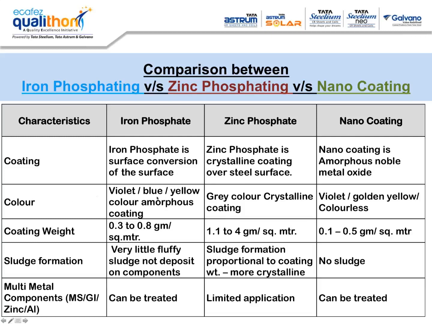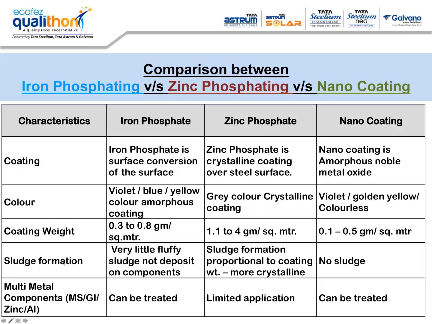Color. Iron phosphate will be violet, bluish or sometimes yellowish color, amorphous coating. Zinc phosphate is grayish color and nano coating is sometimes violetish but majority golden yellow or colorless. Coating weight of iron phosphate is 0.3 to 0.8 grams per square meter. Zinc phosphate is 1.1 to 2.5 grams per square meter. Nano coating is 0.1 to 0.5 grams per square meter.